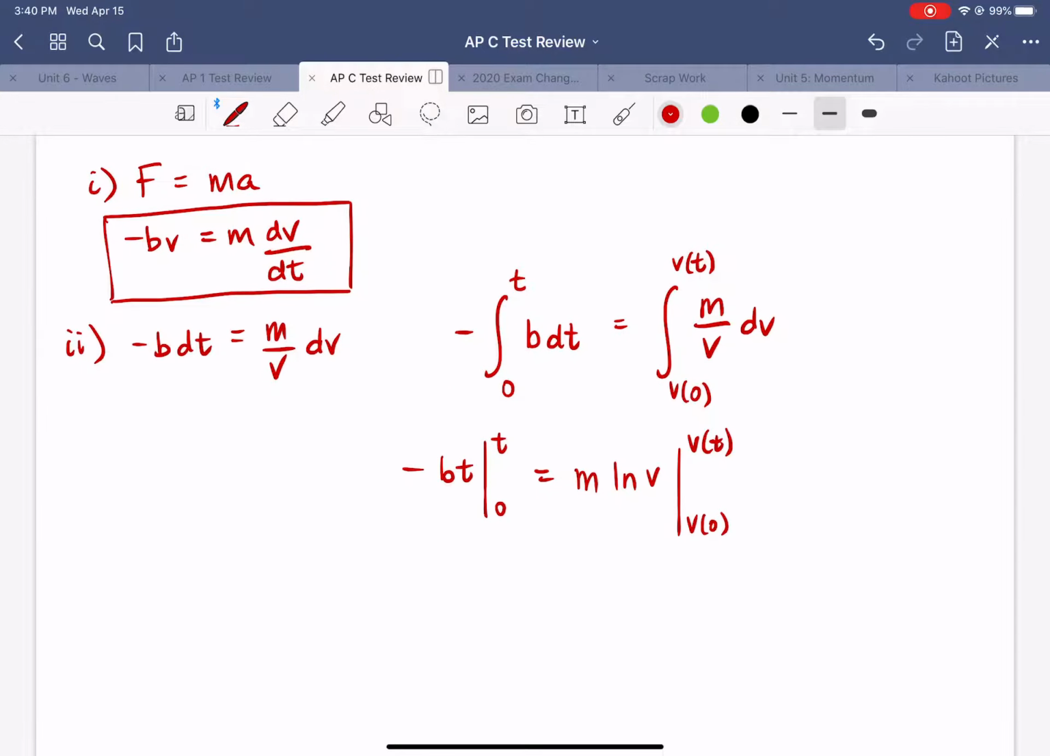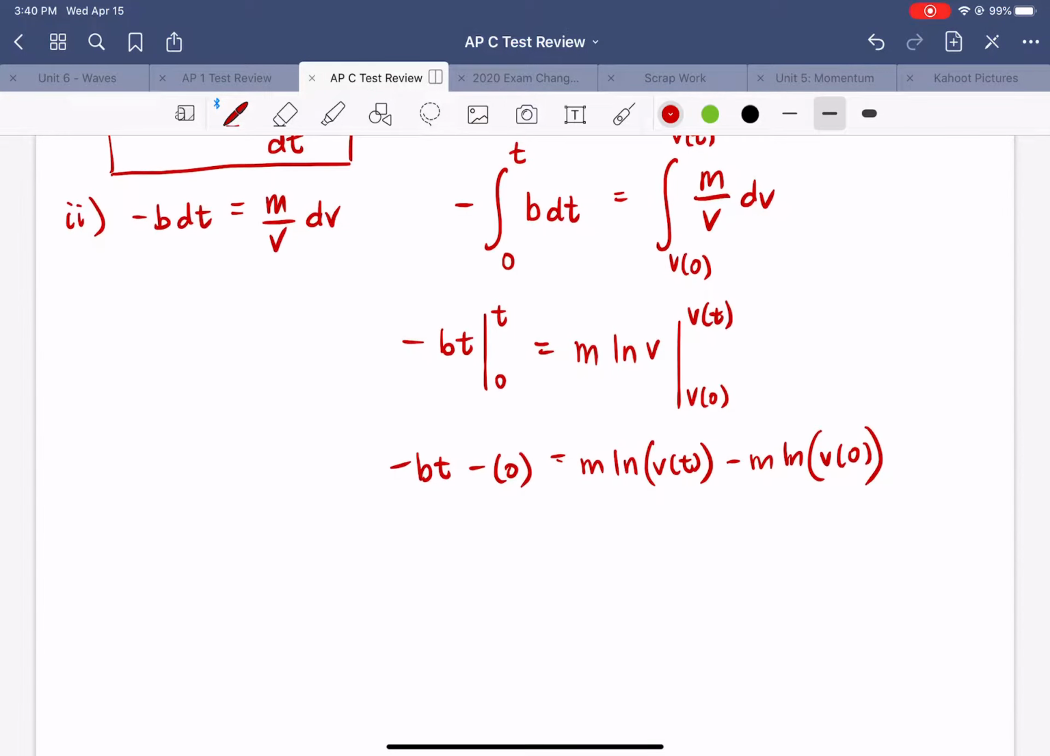Okay, so now I put in the limits of my integral. On the left-hand side, I'm going to have minus bt minus 0. And on the right-hand side, I'm going to have m times the log of v of t minus m times the log of v0. Okay, so we can use the properties of logs here. Log of a minus log of b, remember, equals the log of a over b. So I'll use that to simplify the right-hand side a little bit. And then the left-hand side is just minus bt.